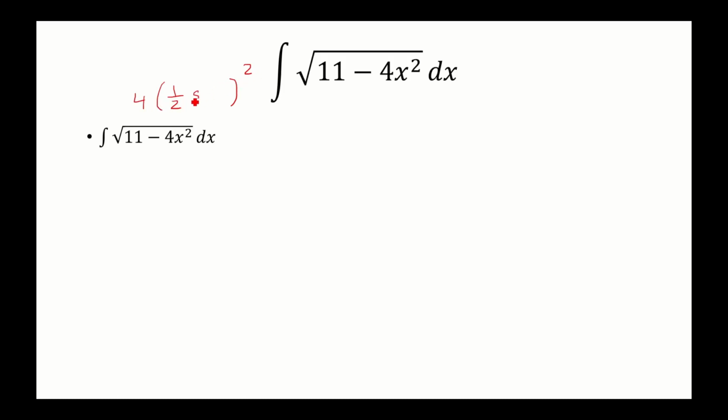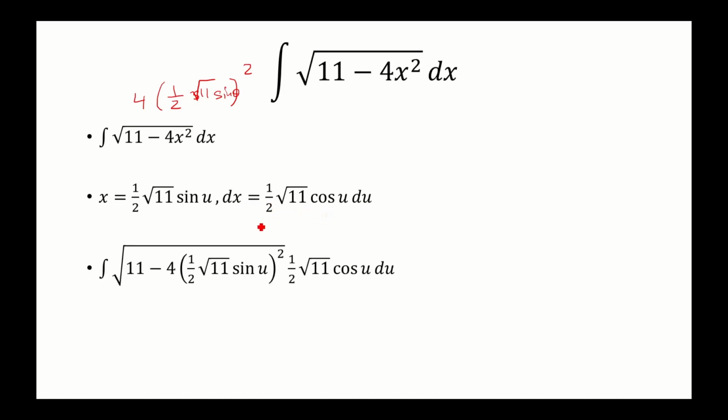And then we're going to put the square root of 11, because when I square the 11, that's going to be 11 over here, which is going to factor outside, and then sine. So we let x equal 1/2 square root of 11 sine u. So dx is 1/2 square root of 11 cosine u du. We'll substitute that in.